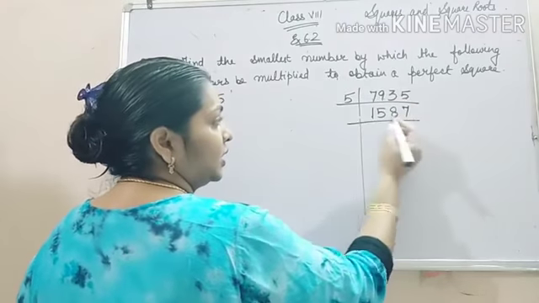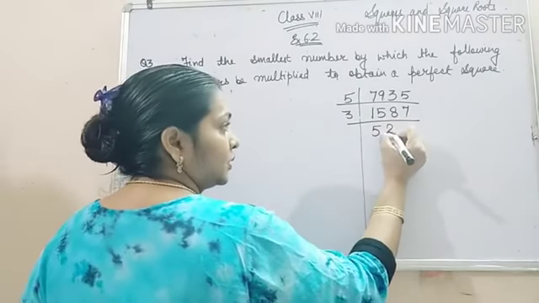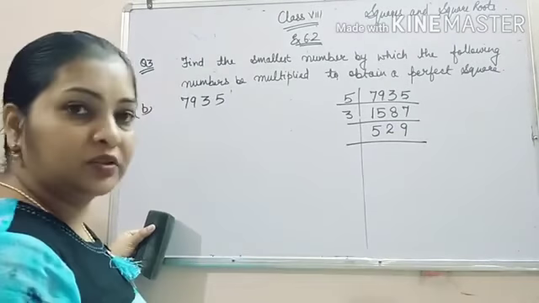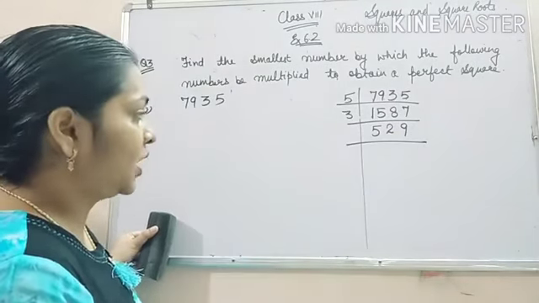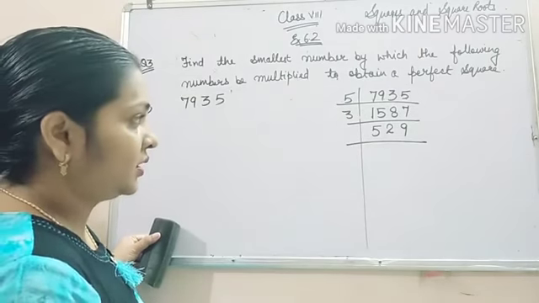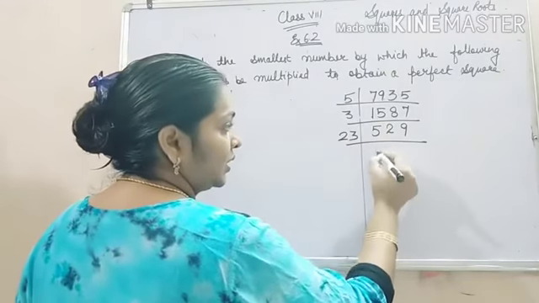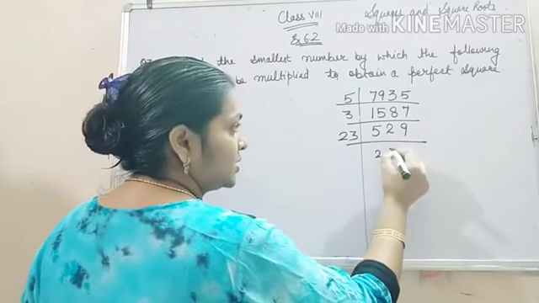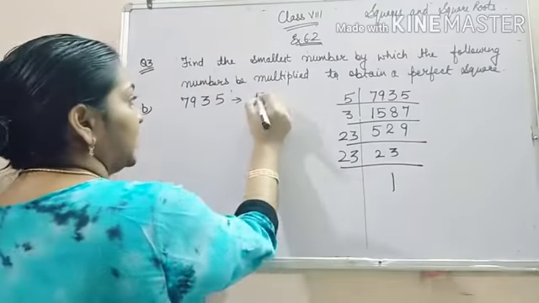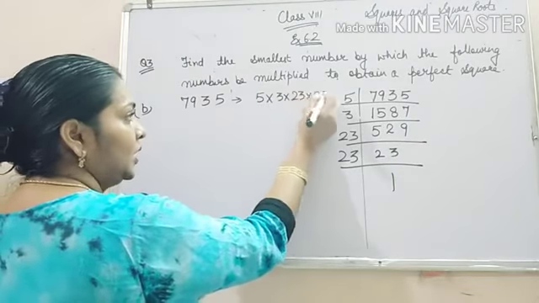Now it is divisible by 3. Now 529. It is not divisible by 2, 3, 5, 7, not even by 11, 13, 17. Yes, it is divisible by 23. 23 times 23 is 529. So we get the factors as 5, 3, 23, 23.